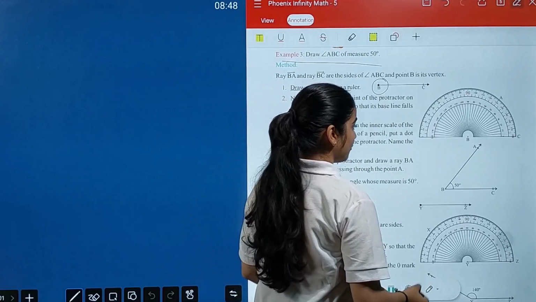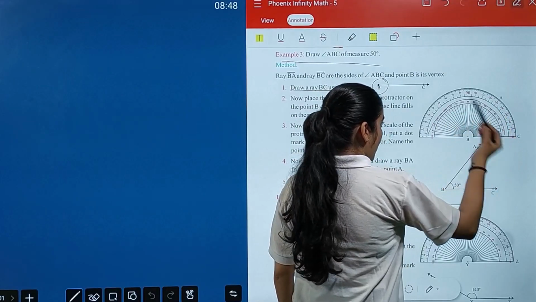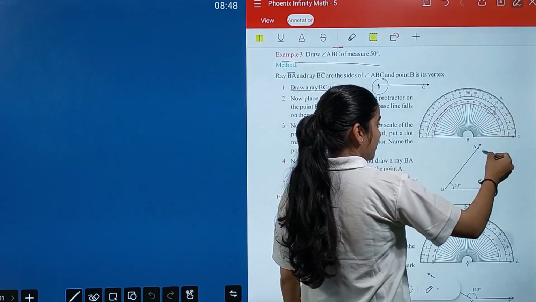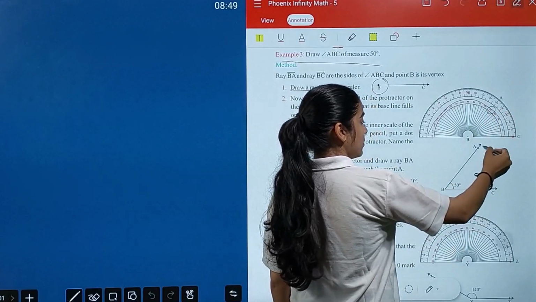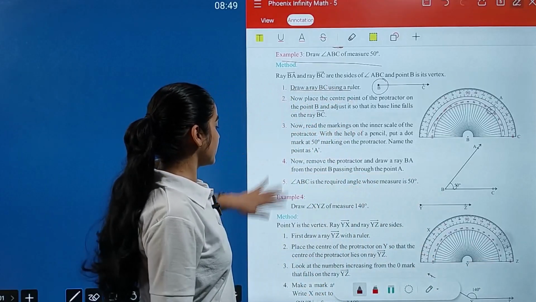After this you have to see the inner measurements. According to this inner measurement, where you see 50 degrees, you just have to create another ray, which is AB, and that's it. This is your 50 degree angle. This is method number 1.